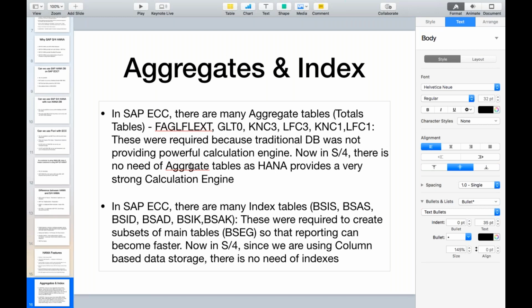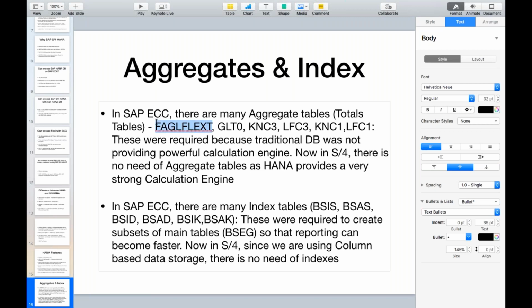Clear? Now I'll ask you one thing. If FAGLFLEXT was used in SAP ECC, customers are using SAP ECC for the last 10 years. Let's take an example of one customer who is using SAP for the last 10 years. And he has made a lot of Z developments. He has created a lot of Z reports. And many Z reports are created on this table, FAGLFLEXT. Now he is migrating to S/4HANA. There are 20 reports which are trying to get the data from FAGLFLEXT. What will happen to those reports?